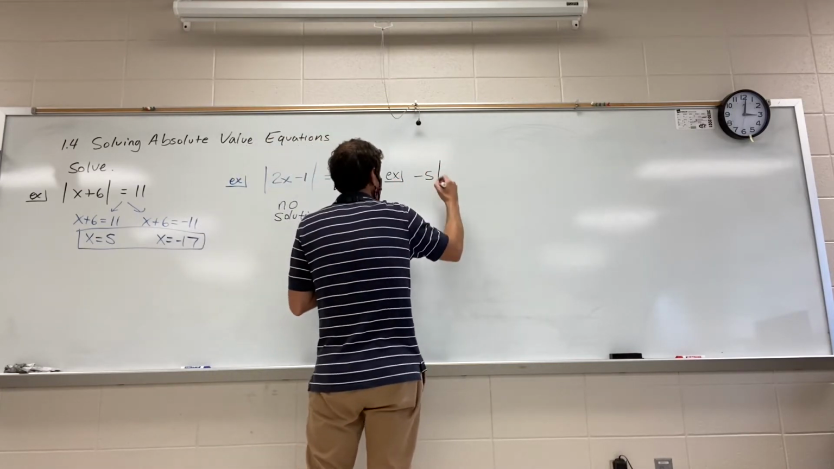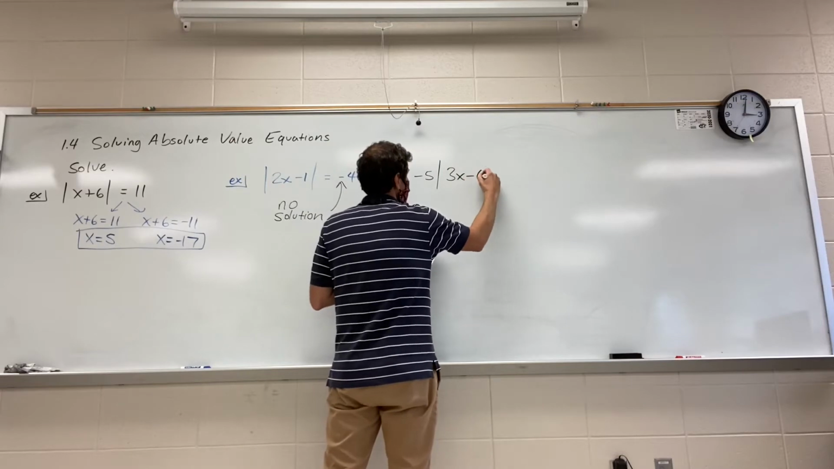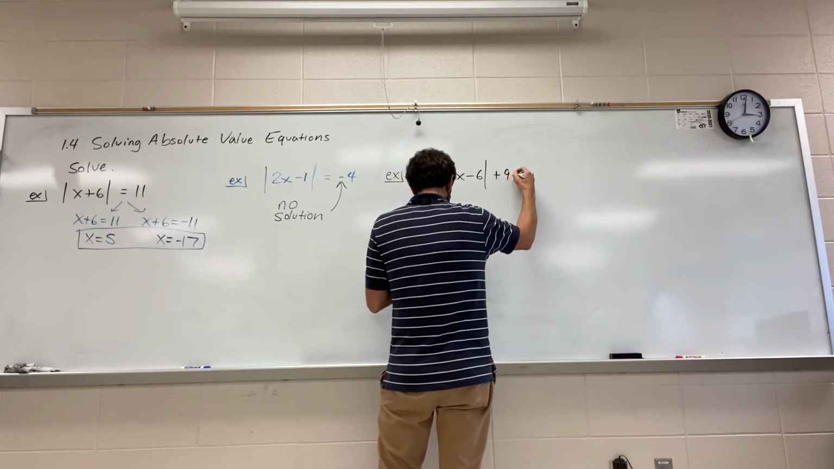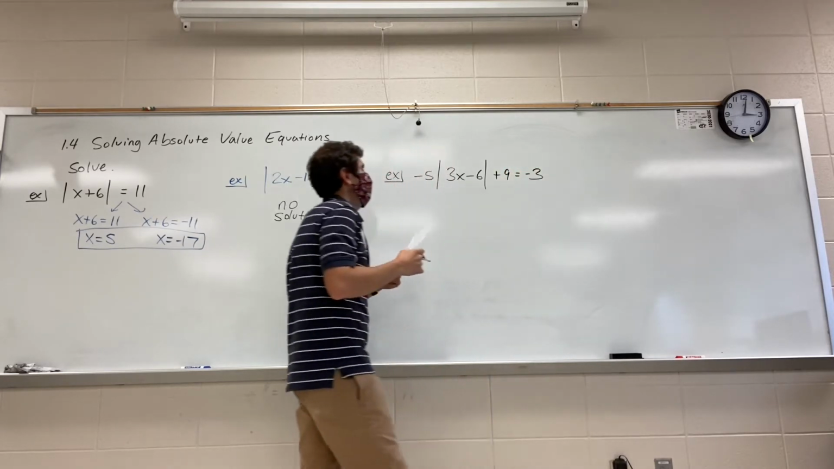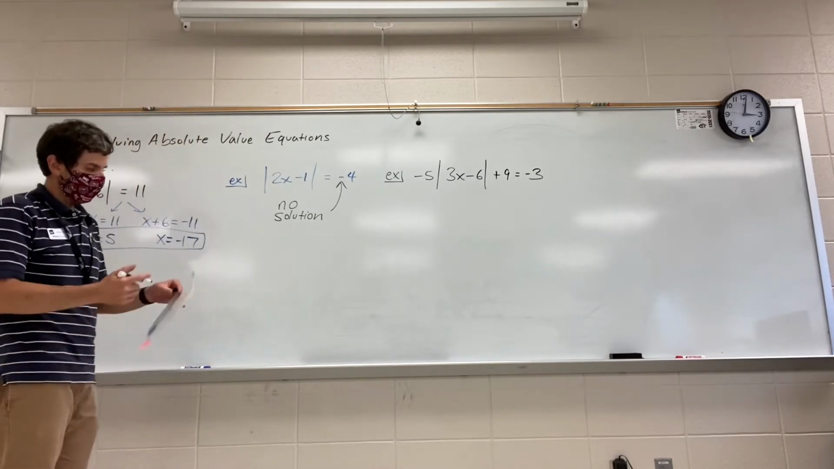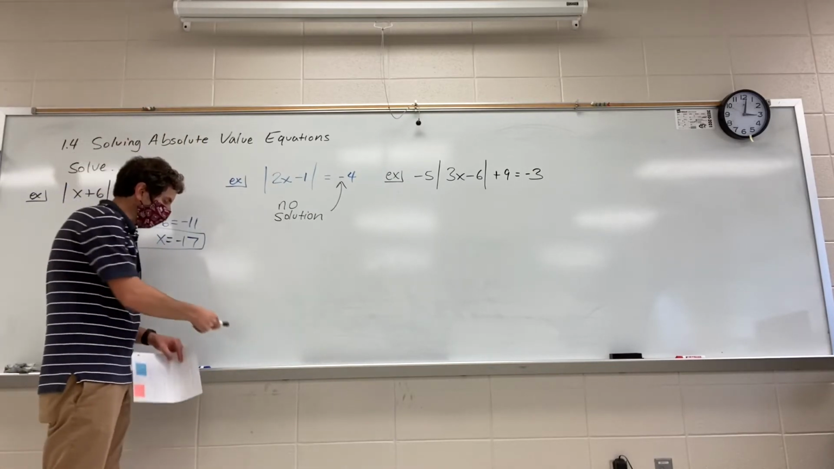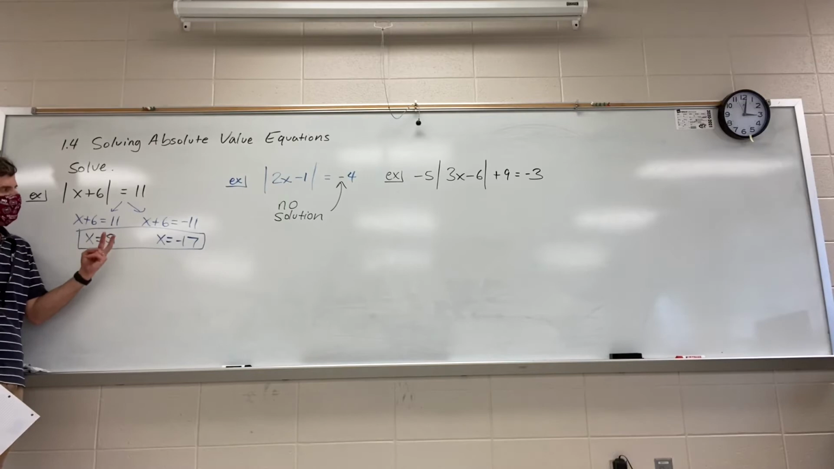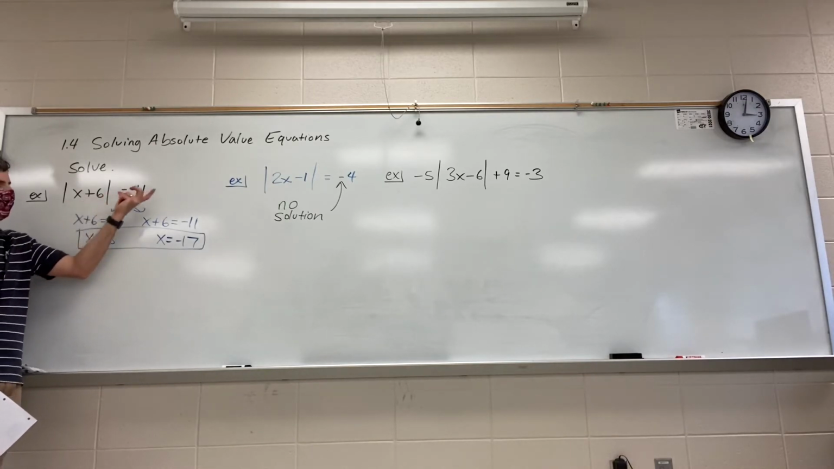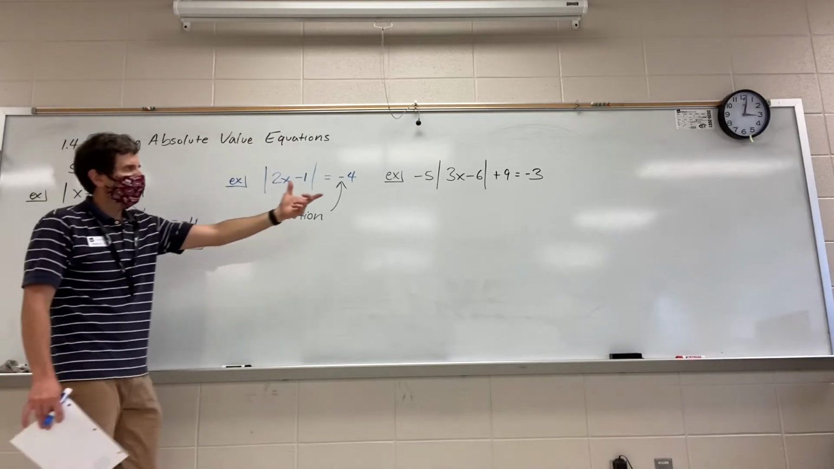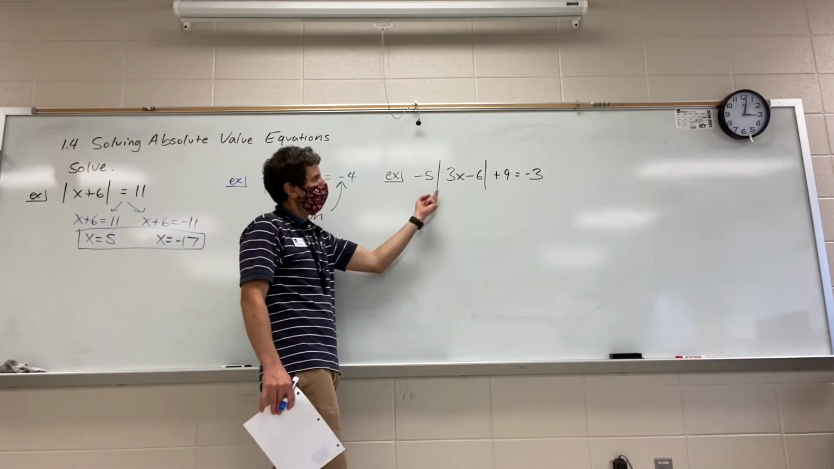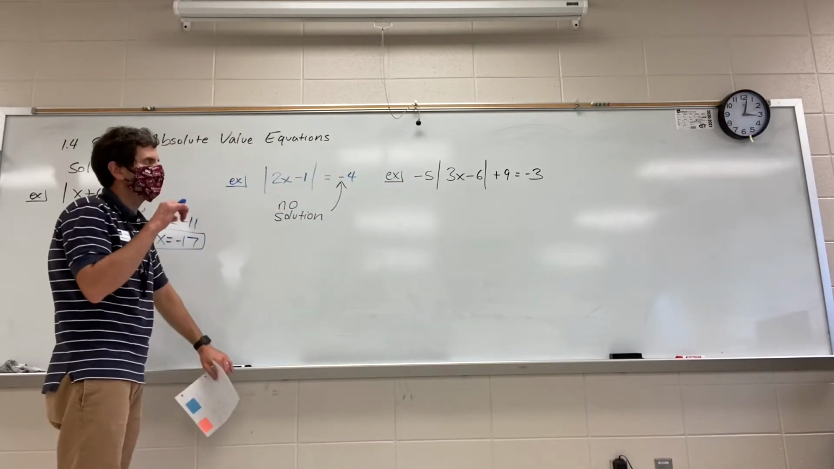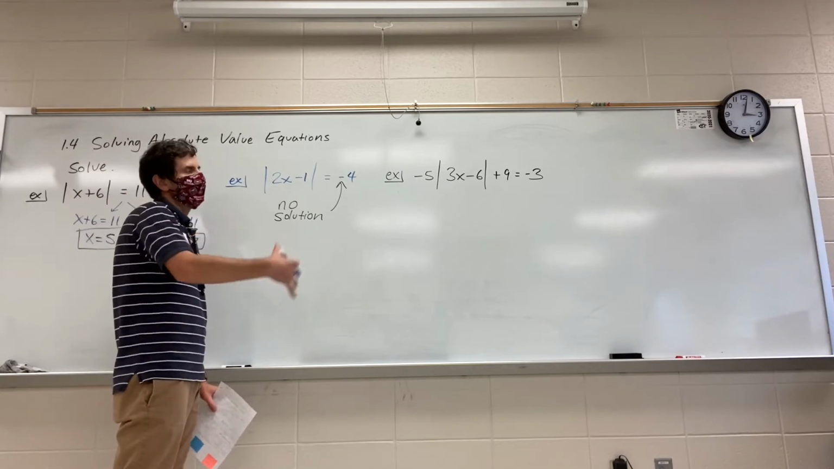Negative 5 times the absolute value of 3x minus 6, plus 9 equals negative 3. Now we've got more going on here. It's not just an absolute value bracket then an equal sign. What we've got to keep in mind is that on the first problem, we wrote two equations when the absolute value bracket was equal to one thing. Over here, we've got an absolute value bracket, but there are operations on the outside of it. So before we write our two equations, we actually need to find out what exactly can be two possible answers.